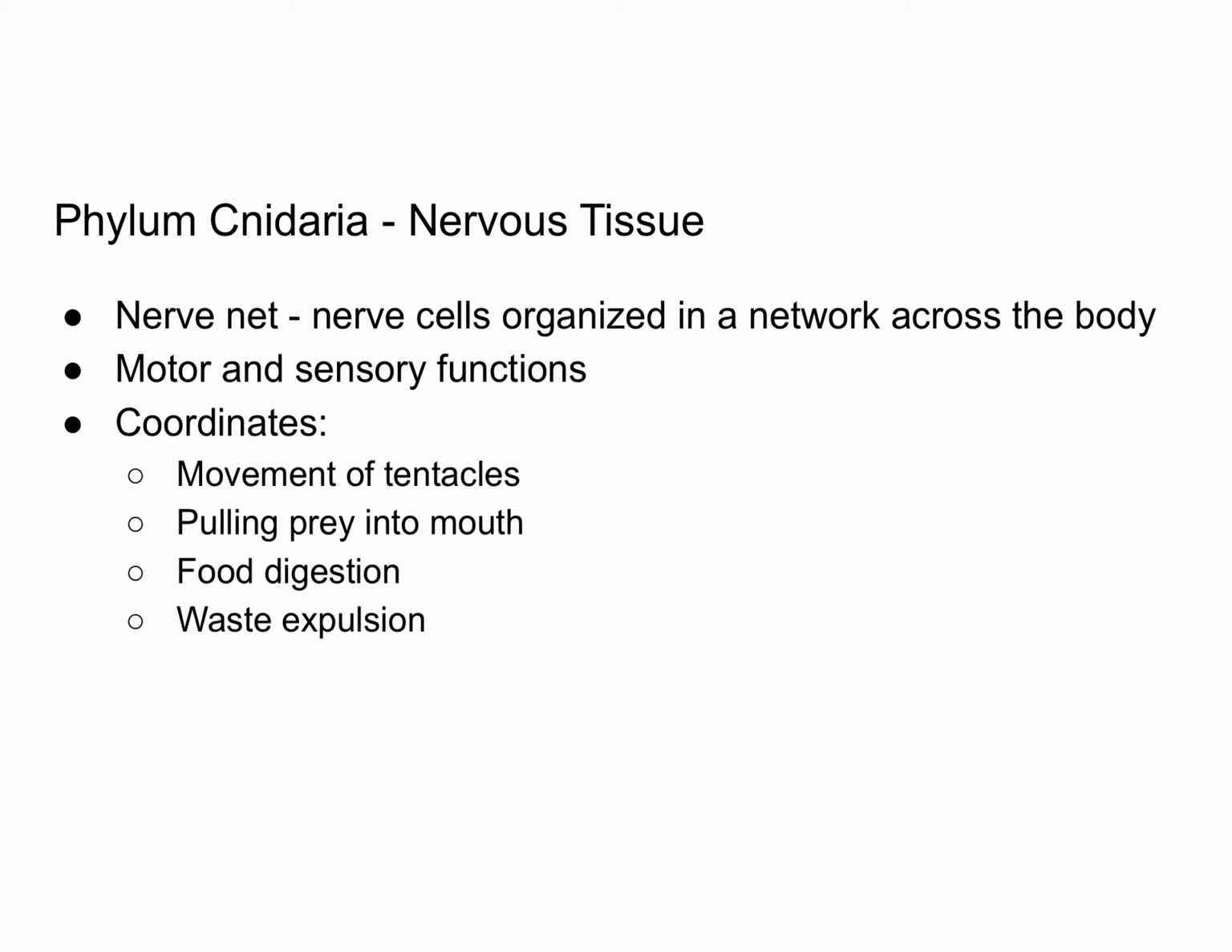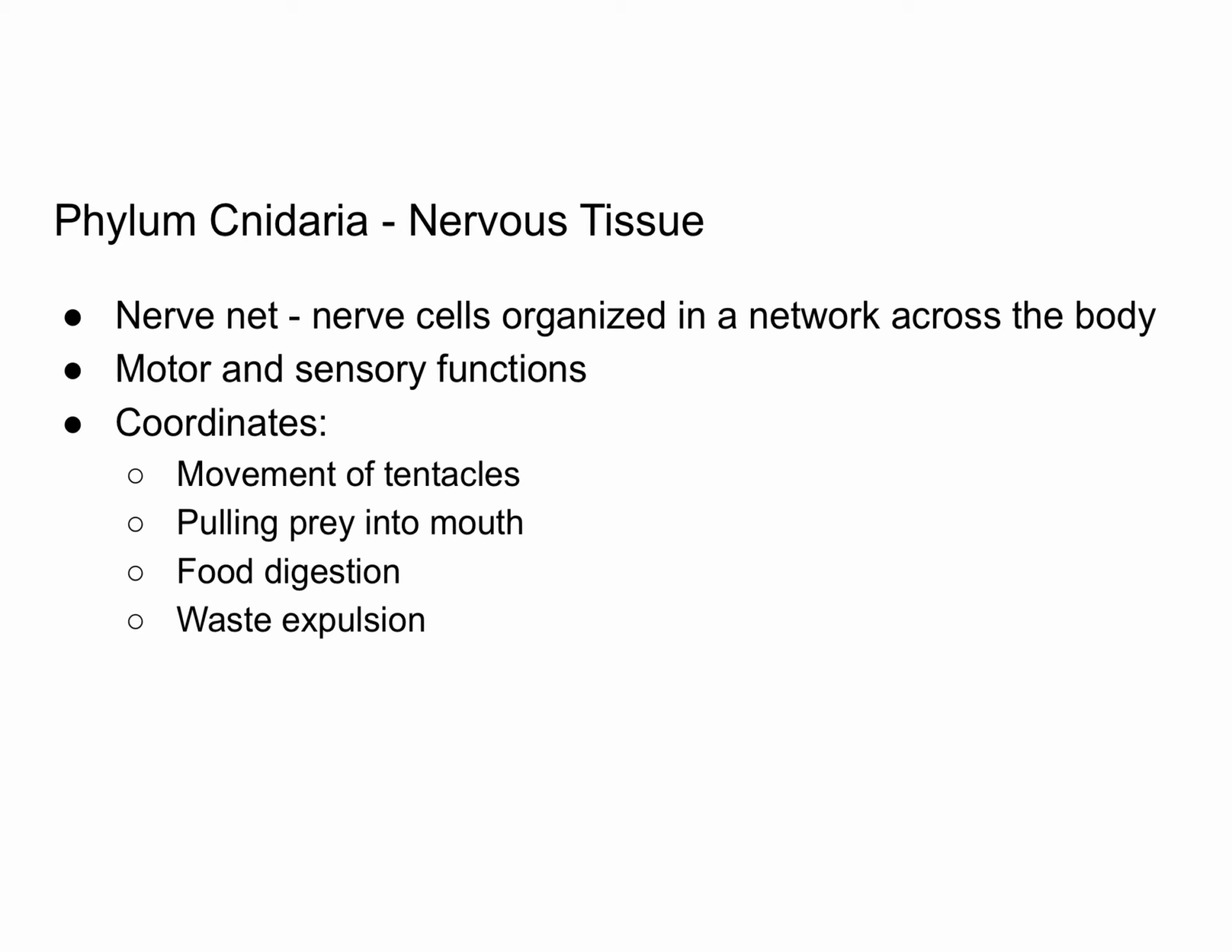Cnidaria have a fairly basic nervous tissue setup. They don't have a brain like humans do, but they have this thing called a nerve net. They do have an organized network of nerves that go across the bell or the body of it, and they do have some motor and sensory functions.